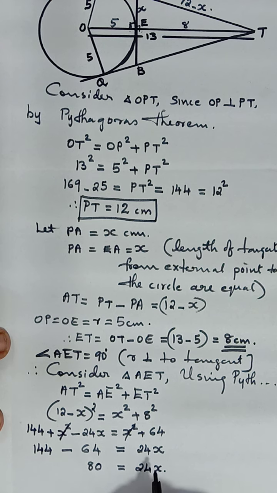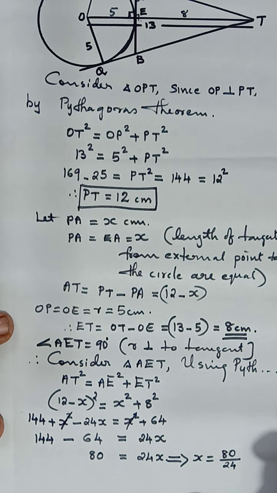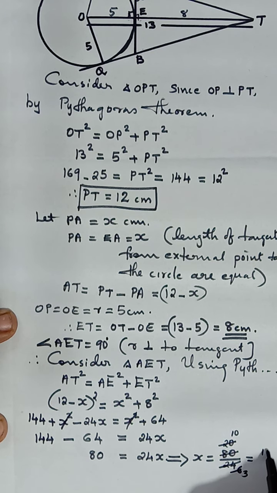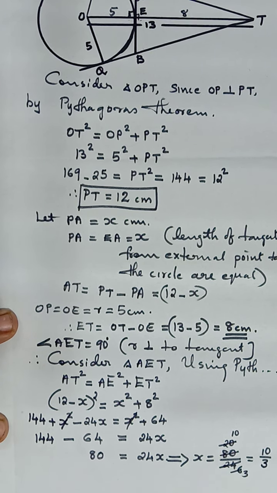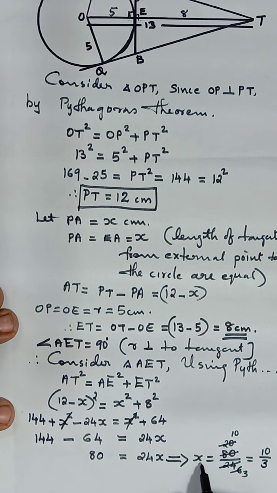Therefore, what is x equal to? This implies x is equal to 80 divided by 24. We can cancel by 4, is it? How many 4s? 6 4s are 24, 4 5s are 20, so 20 by 6. That is 10 by 3. We get 10 divided by 3. Here AE is equal to 10 by 3. X means AE, that is equal to 10 by 3.